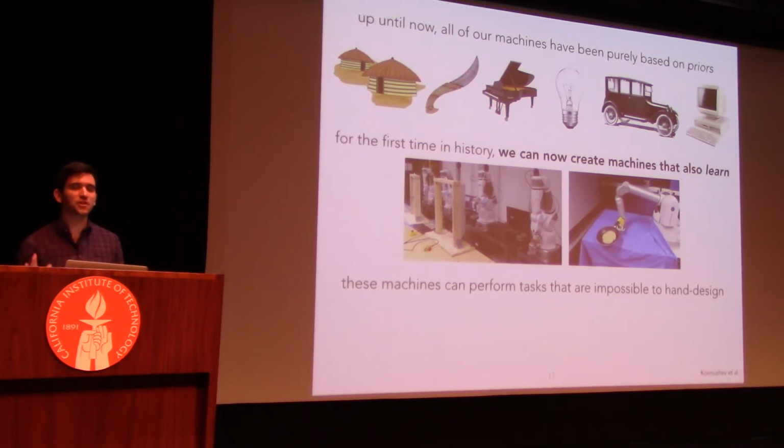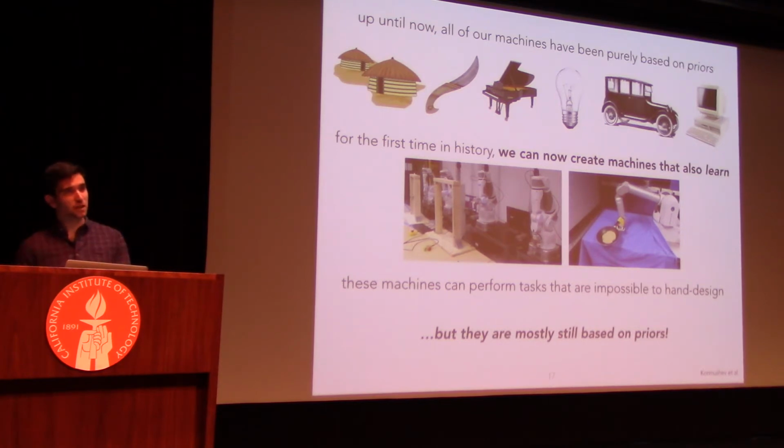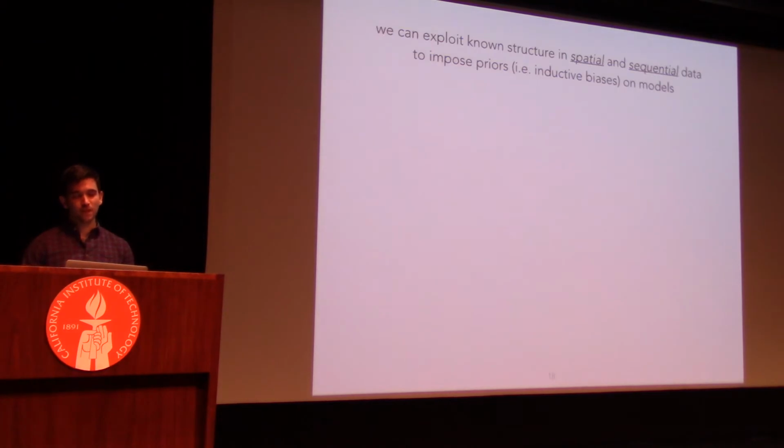So just trying to put everything in context, you can see that machine learning is just as much about having a good set of priors and a good set of assumptions for your model as it is about actually learning from the data. So today, we're going to try to incorporate some of these priors into neural networks. Specifically, we're going to discuss how to incorporate known structure about spatial and sequential data in order to impose priors, sometimes called inductive biases, on neural network models.